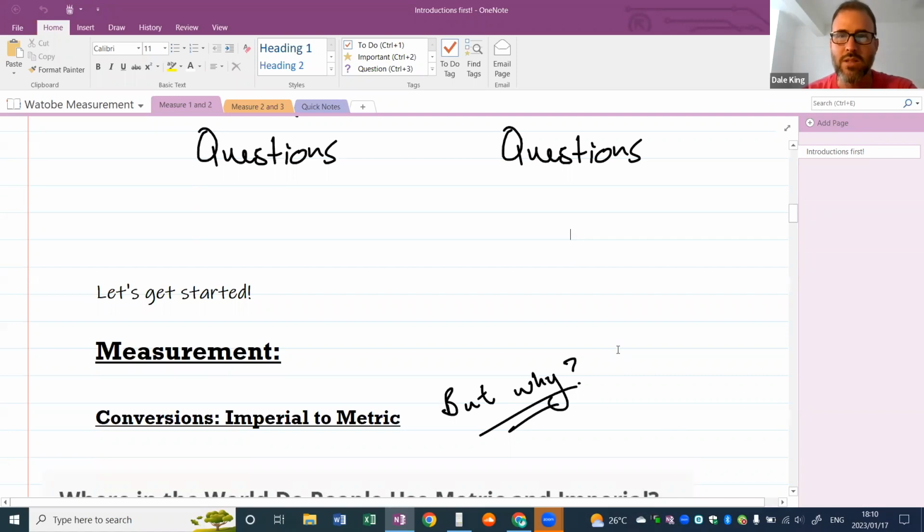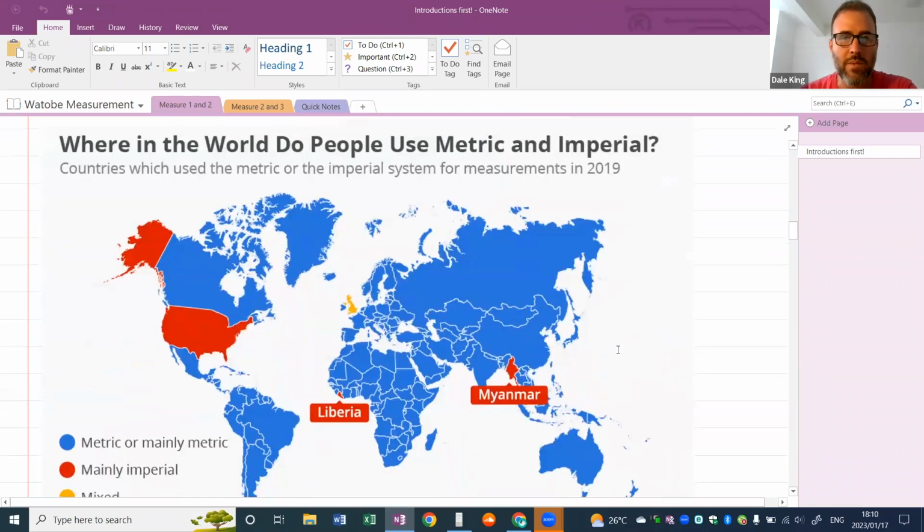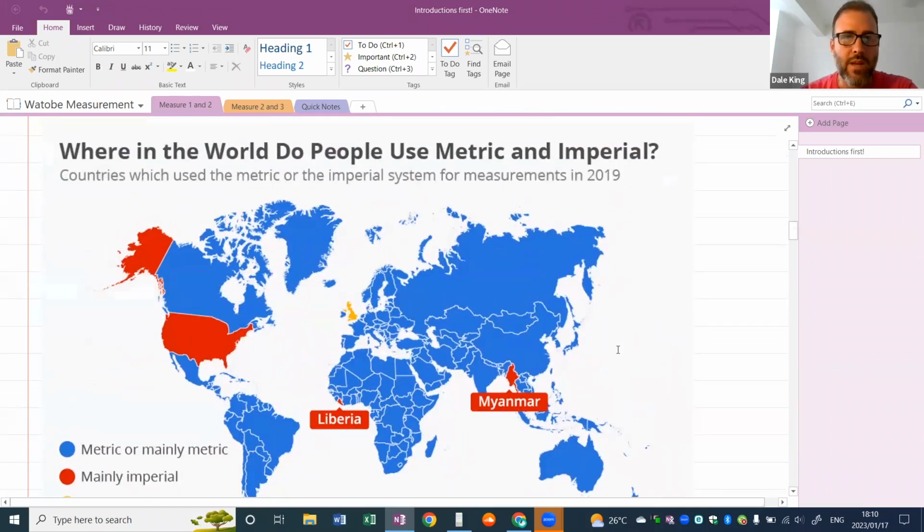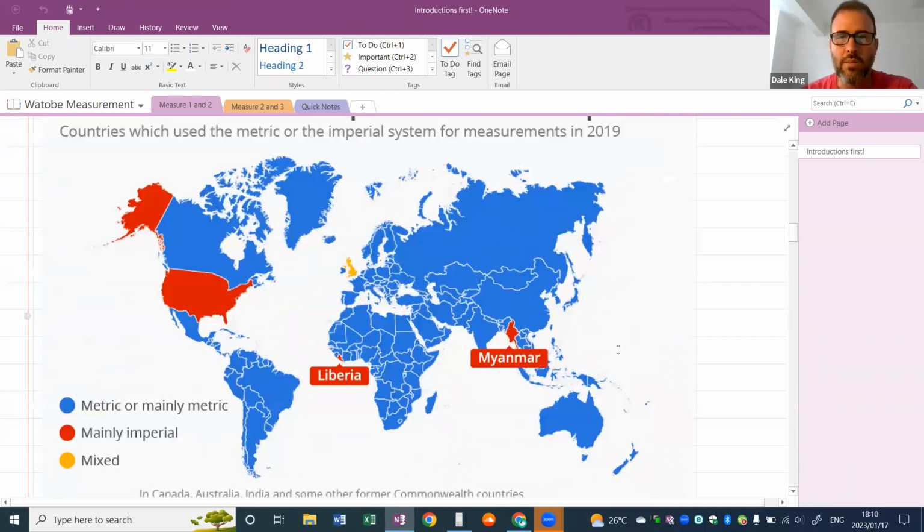Why do we do this? Why is this even in the syllabus, imperial to metric? Okay, so I wanted to show you this map. I don't know if you can see it. This is a map about who uses the imperial and who uses the metric system. Now, the blue are all the people that use the metric system.